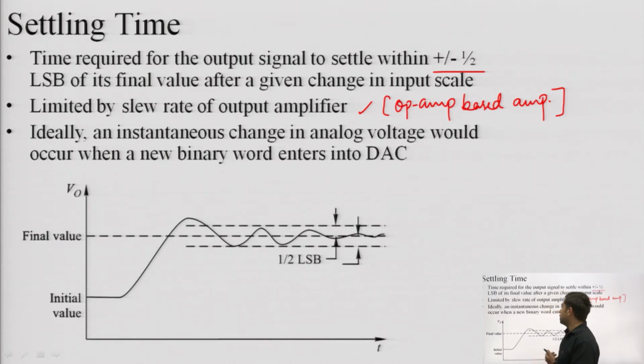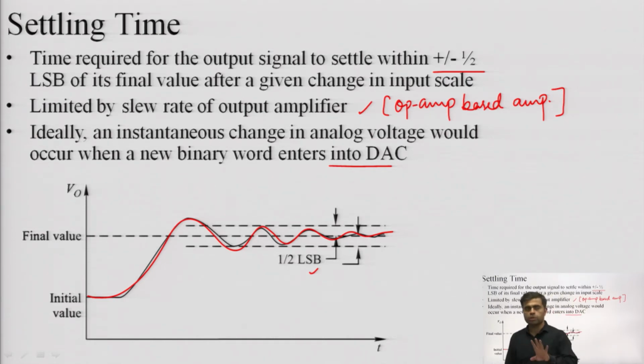So for the time being, we can simply remember it as the higher the slew rate, faster will be the settling time. Okay. So ideally, an instantaneous change in analog voltage would occur when a new binary word enters into a DAC. Whenever a new binary input enters a DAC, the circuit will start changing its output, and these changes will be showing something like this. And once these changes have settled within plus minus half of LSB, we will say that this output is stable. We will not be waiting till the exact stable output.